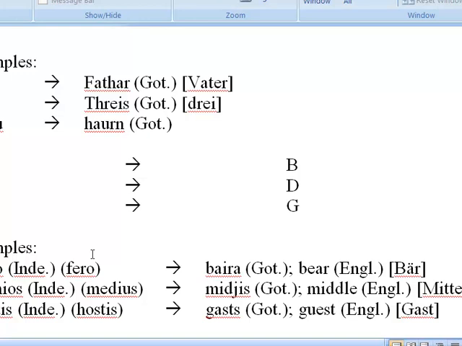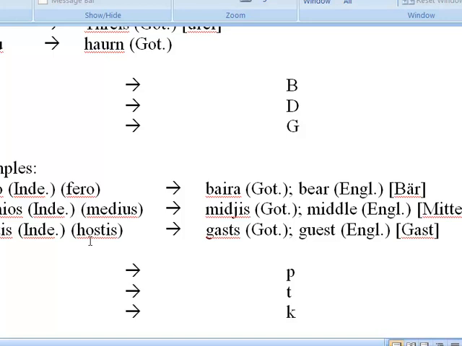The second group are a group of aspirated consonants. So the little H there stands for an aspiration, like in the example here. Those lose their aspiration, so they go from bh, dh, gh to b, d, g. And here we have some examples of those. So bhero, in Latin fero, becomes bera, and then in English bear. And then here in these square brackets I have the modern German bären.